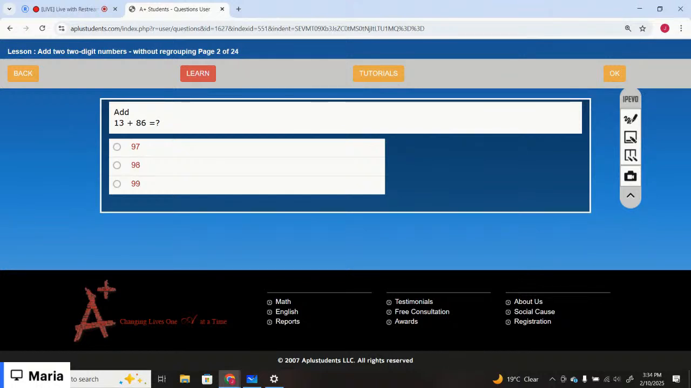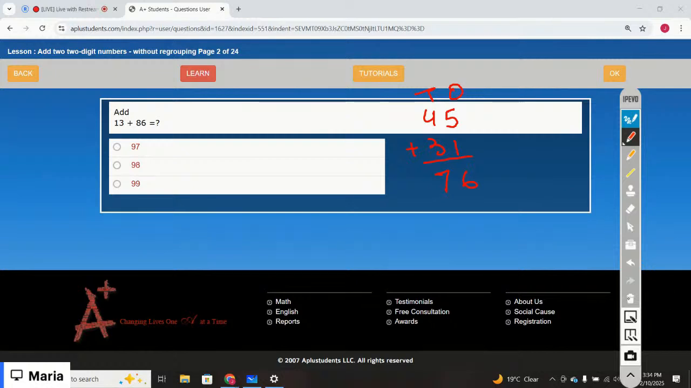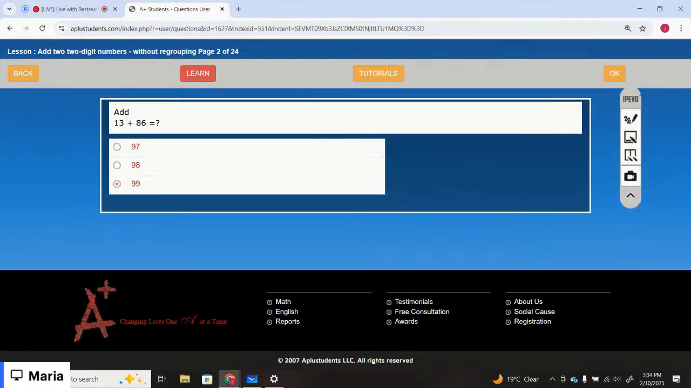13 plus 86. Let's just add them. That is 86 plus 13. So you have to add the ones digits first. 6 plus 3 is 9. Then you have to add the tens. So 8 plus 1 is 9. That is 99. Option number 3 is the correct option.